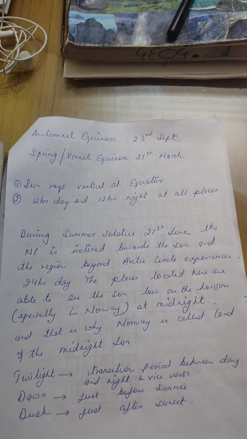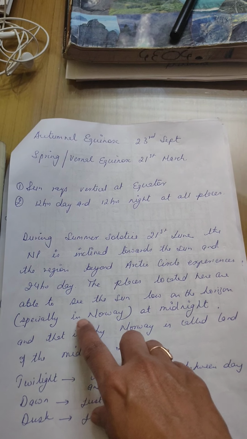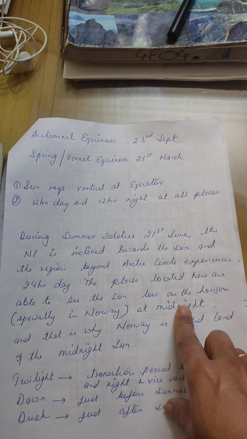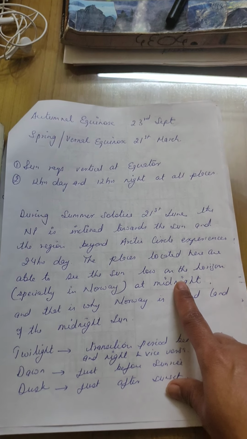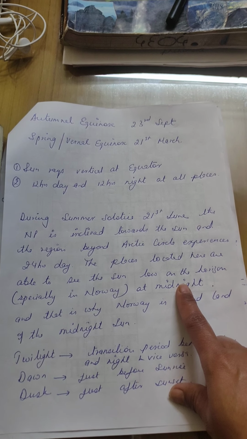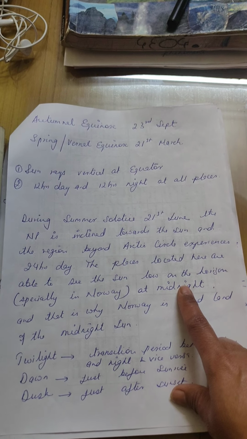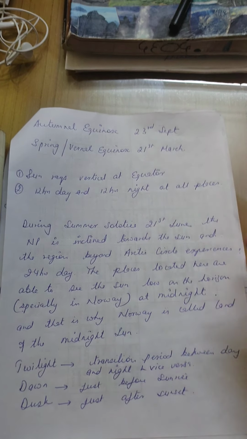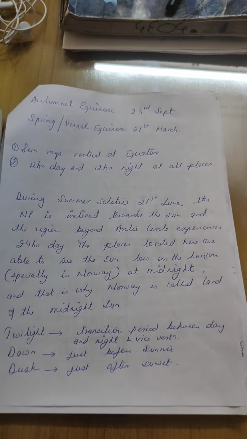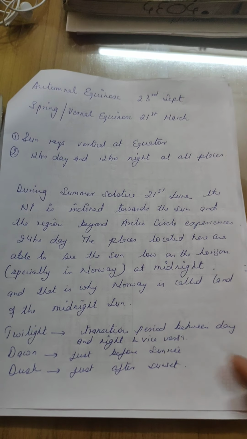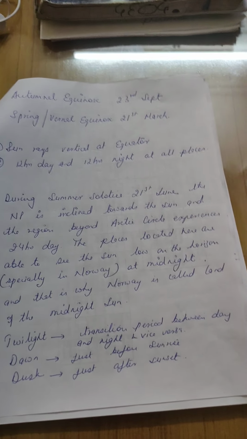and therefore the places located here are able to see the sun very low at the horizon, especially in Norway at midnight. So imagine watching the sun very low at the horizon, that reddish sun at around 12 o'clock at midnight, and therefore it is called the midnight sun. And of course, Norway is also called the land of the midnight sun, which you have heard about many a time over. So this phenomenon is very pretty.